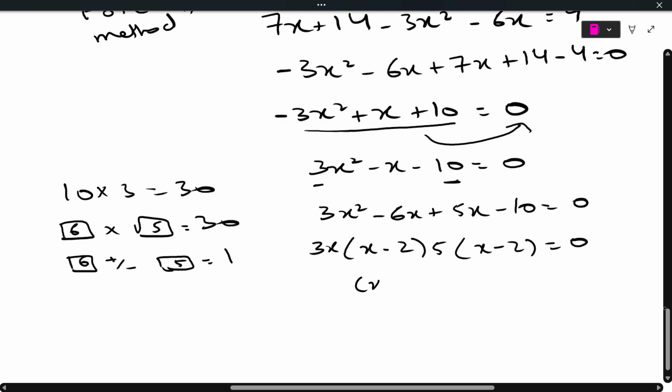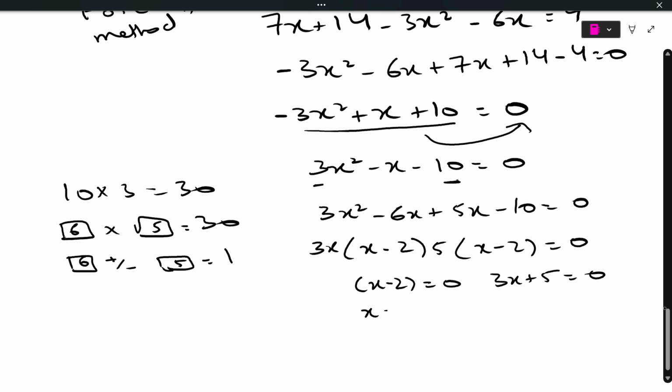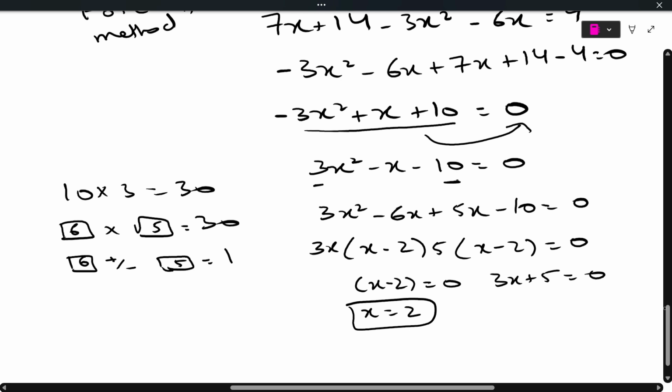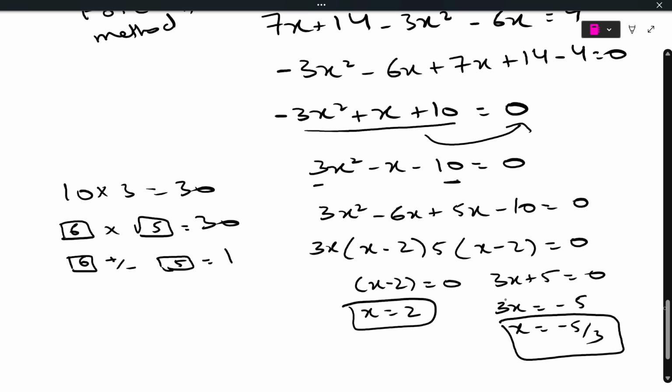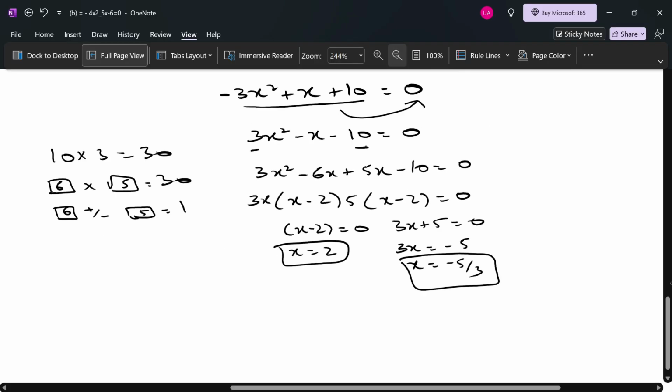And then one by one we're going to solve them. So x minus 2 is equal to 0, and 3x plus 5 is equal to 0. So therefore x is equal to 2. That's our first solution. And the second solution would be 3x is equal to minus 5, and therefore x is equal to minus 5 over 3. That's our second value of x. So we have our first value of x, which is equal to 2, and the second one, which is equal to minus 5 over 3. Any problem? Are you getting the same answer?